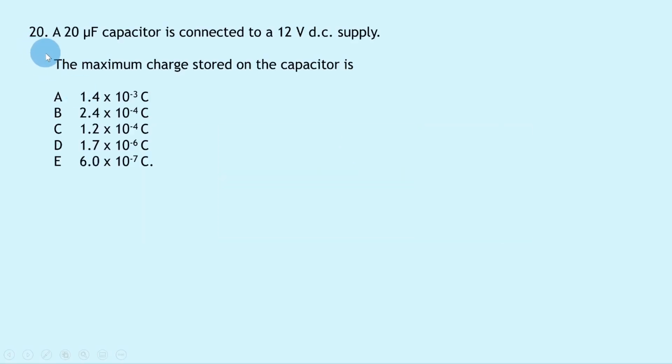Lastly, question 20 says a 20 microfarad capacitor is connected to a 12 volt DC supply. The maximum charge stored in the capacitor is? Well, firstly, when the capacitor is fully charged, the potential difference across it is going to equal the 12 volts from the supply. So we can use the relationship between charge, potential difference and capacitance, which is C equals Q over V. And we're trying to find Q here, so I'm going to rearrange it as Q equals CV.